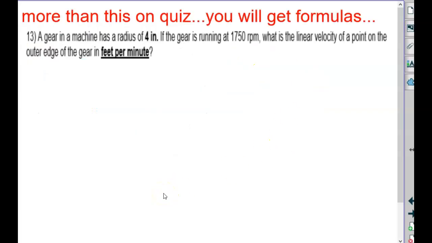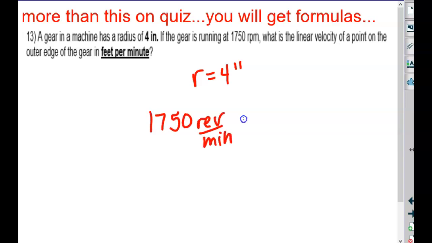What about this one? Okay, what is this? Radius is 4 inches. It's turning 1750 revolutions per minute. What do you have to do with revolutions? Say 1 revolution is 2 pi radians. Don't lose the pi. Okay, now you have radians per minute. They want feet per minute.